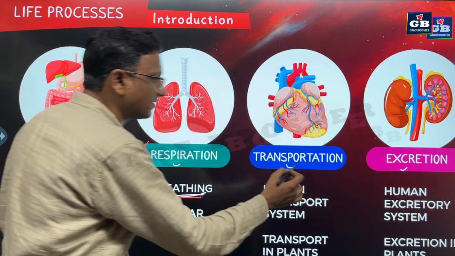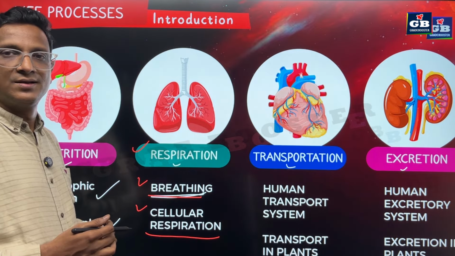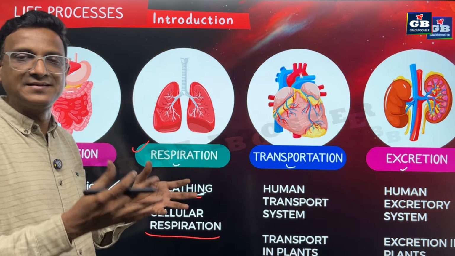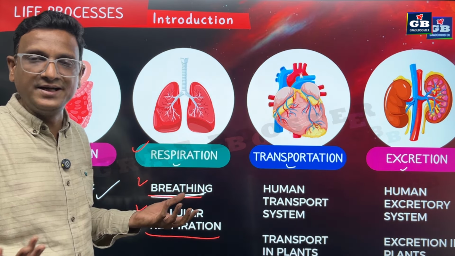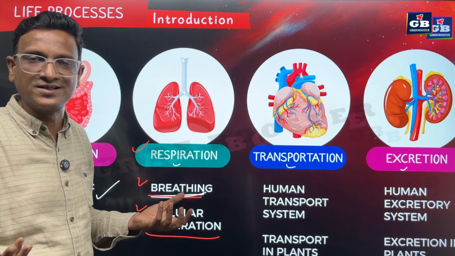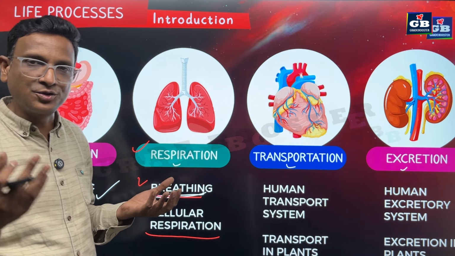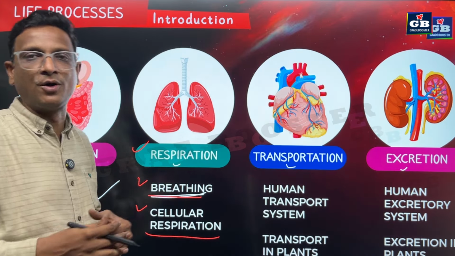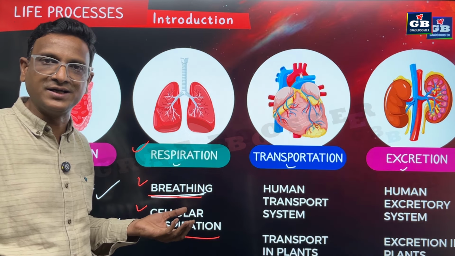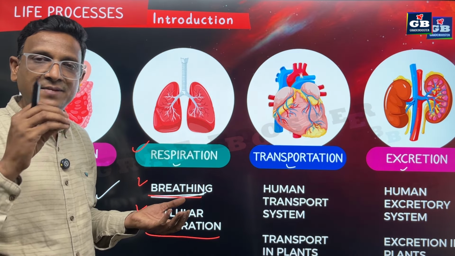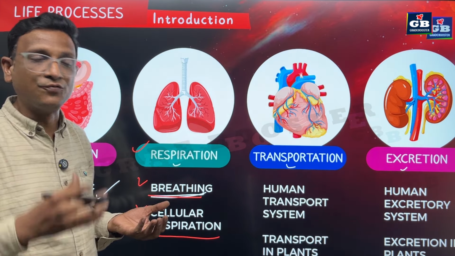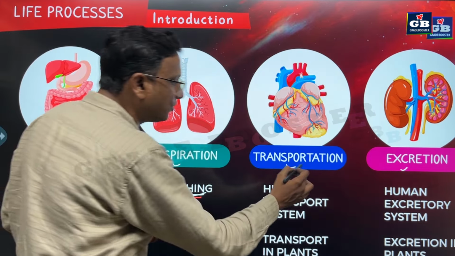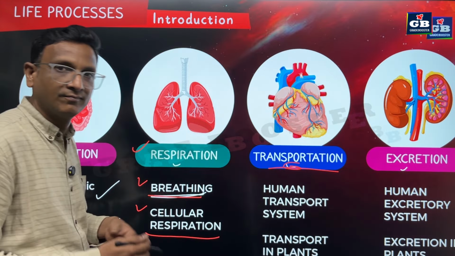And the next one is transportation. So what is transportation? Cells need so many materials. Cells are present all over our body, in different parts, into different corners. So the materials are to be supplied to each and every corner of our body, because we have cells everywhere in our body. So for this supply, we need to have a good transport system.